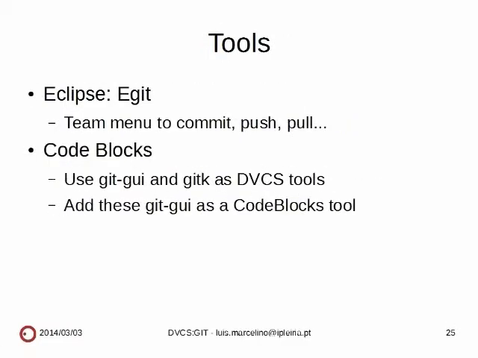Okay, so wrapping up, there are tools that will make these things easier for you. Eclipse comes with eGit. In the latest version, it is available in some of the distributions from the beginning. Others, you have to go there and download it as a separate plugin. Code::Blocks: there is a suggestion that you can use the Git GUI application and add it as a tool in your Code::Blocks tools.